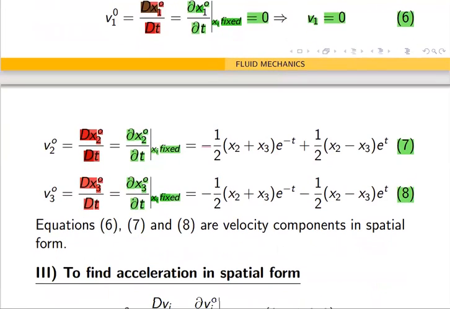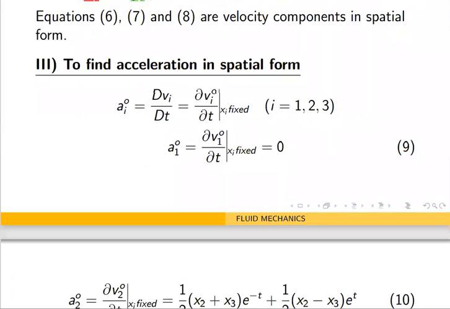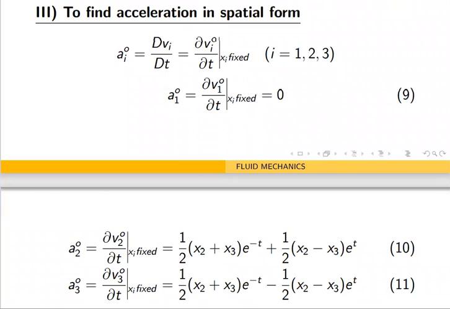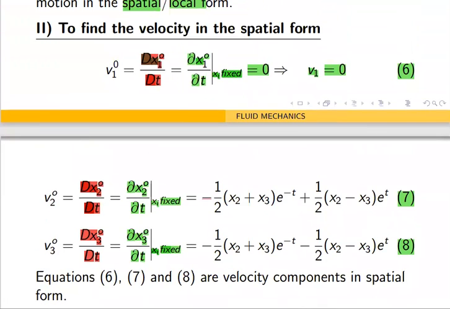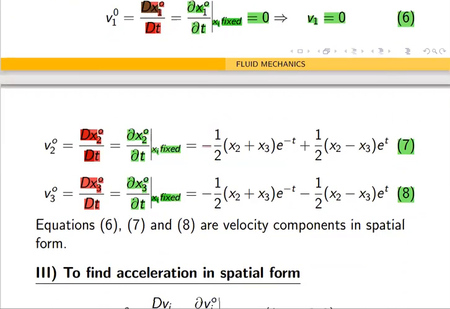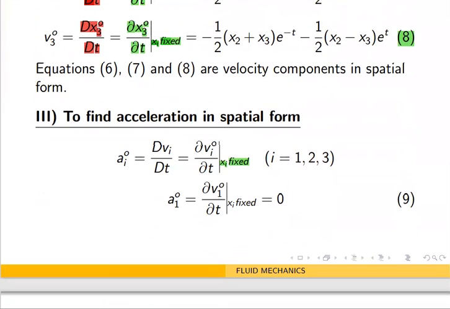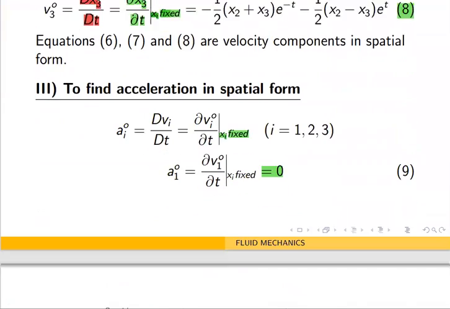Okay. Now, once we have the velocity in spatial form, it is very easy to find the acceleration in spatial form. That means differentiate with respect to t. What is fixed? Xi is fixed. So again, take v1 naught. What is v1 naught? V1 naught is 0. So differentiate that with respect to t. There is no t there. It is 0. So a1 naught is 0.